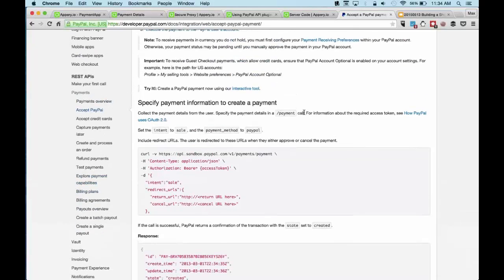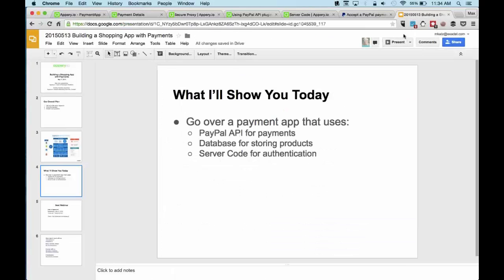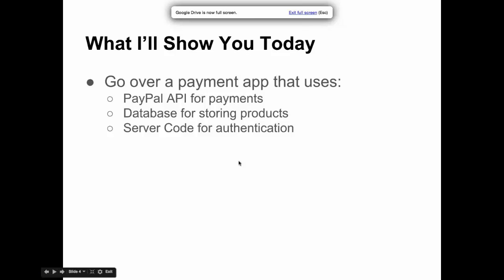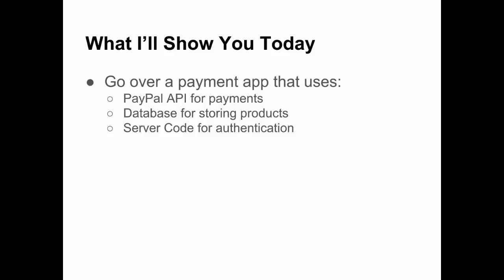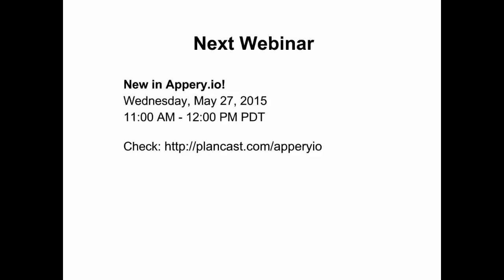All right, and I think that's it. Another thing I want to mention is that there are a couple of things we're using in this app. We use the server code for secure authentication. We use the secure proxy, and we use the database for our products. All right, so let's go back here. So we covered what you guys see here and other features as well.